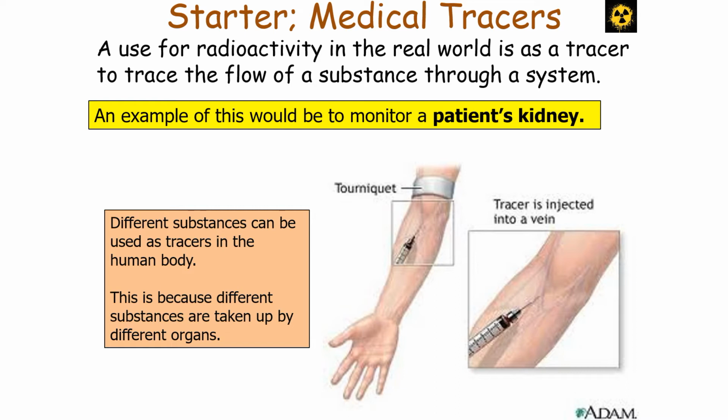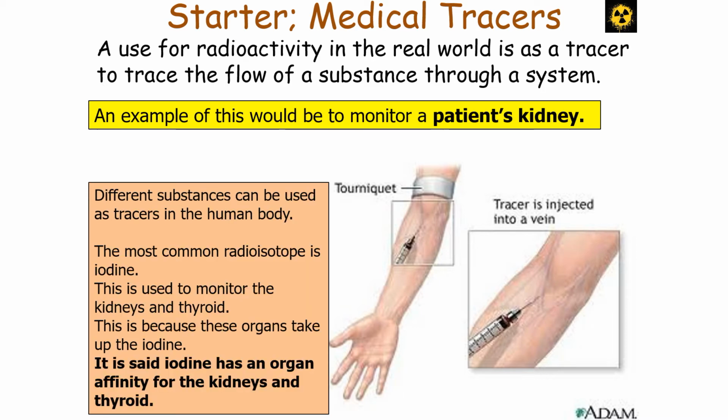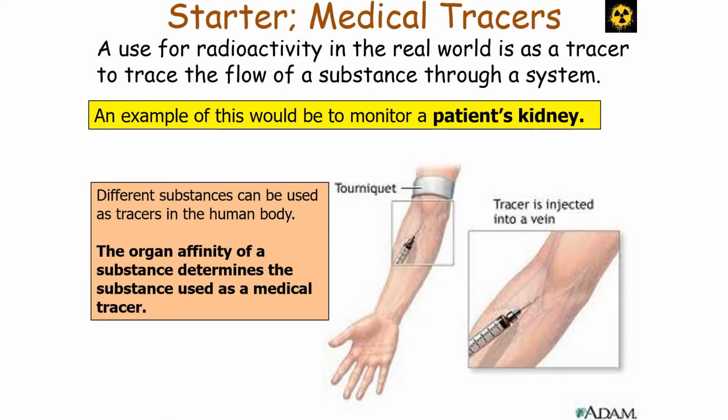Different substances can be used as tracers in the human body. This is because different substances are taken up by different organs. The most common radioactive isotope used as a tracer is iodine, and it's used to monitor the kidneys and the thyroid. This is because these organs take up iodine very easily. So we say iodine has an organ affinity for the kidneys and the thyroid. The organ affinity of a substance determines the substance used as a medical tracer.